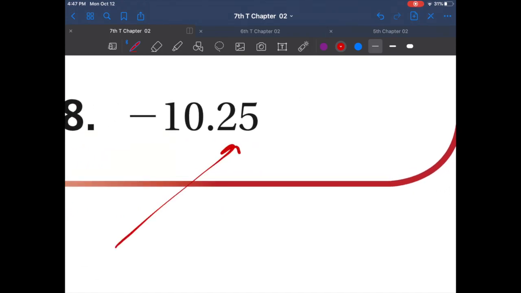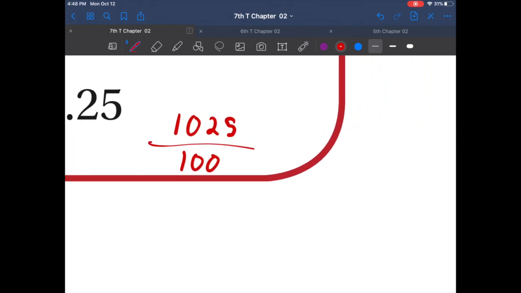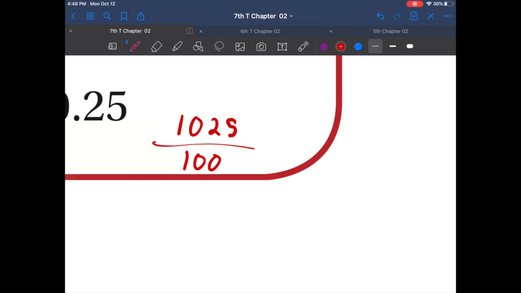Last one. Again, what do we do? We look at the last place value. What place value is that in? That is in the hundredths. So all we need to do is do 1,025 divided by 100. And then you will get, well, let's see what number goes into there. Let's just divide by 25. So 100 divided by 25 is 4. And then 1,025 divided by 25 will get you 41.